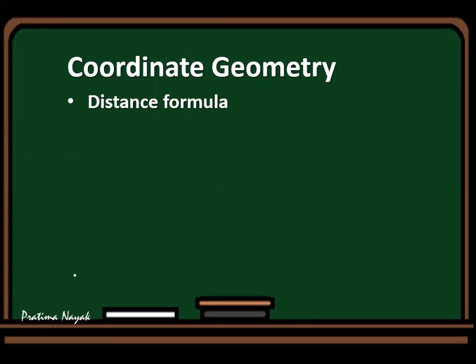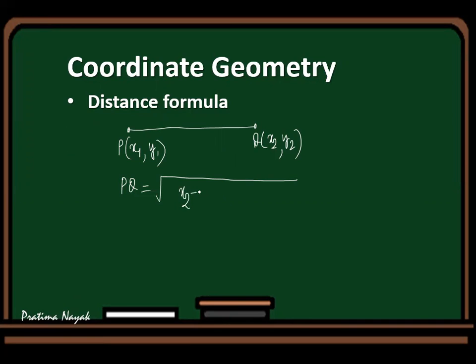So refreshing the memory, first is distance formula. If two points are P and Q, one has the coordinate x1, y1, and one has coordinate x2, y2, then the distance between them is denoted by square root of (x2 minus x1) whole square plus (y2 minus y1) whole square under root. So this is the formula. You can take any point as 1, any point as 2.